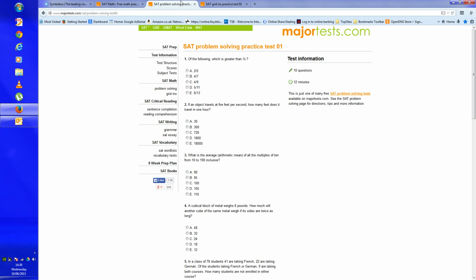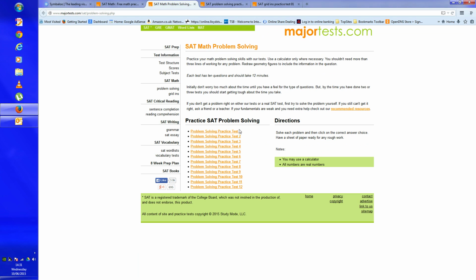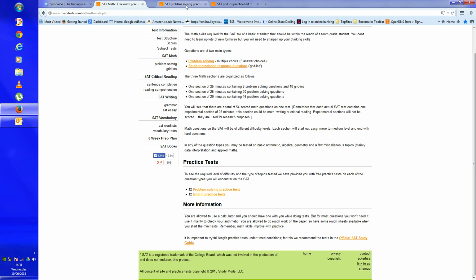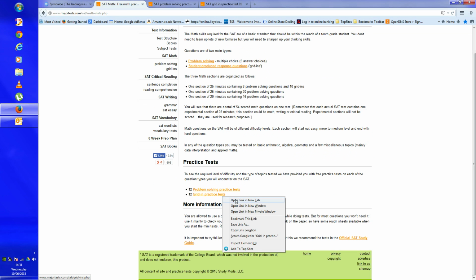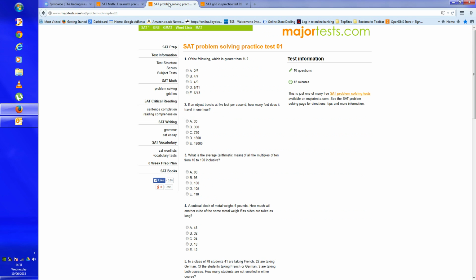So I've selected 2 tests basically. If you go into the problem solving test, then here you've got 12 tests there. Problem solving practice test 1 to 12. Just select whichever one you want. And on the grids in practice test, we have again grids in practice test 1 to 12. Select whichever you want. I'm going to take you through the practice test 1 for both grids in and the problem solving. So let's look at the problem solving practice test 1.